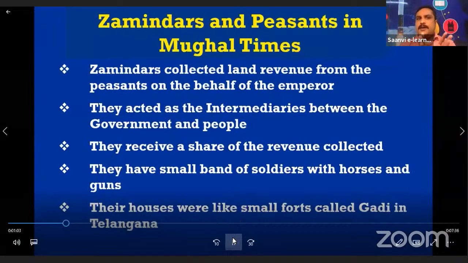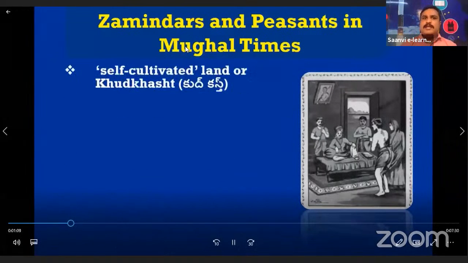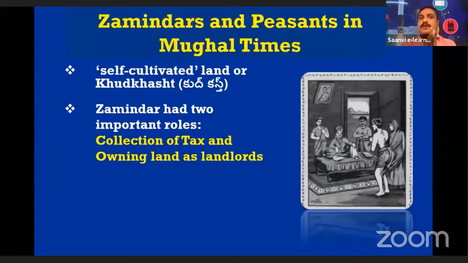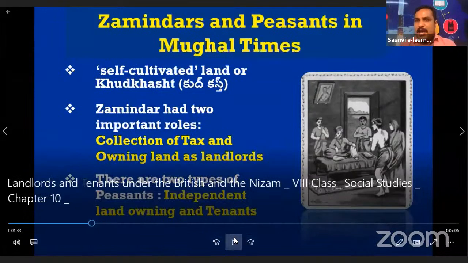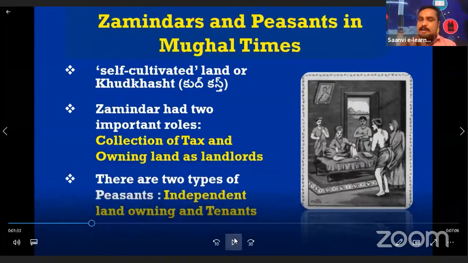What is the role of zamindars at the time of Mughal emperors? That is very important, please note it down. And zamindars and peasants in Mughal times. Some more topics here: self-cultivated land, or khudkasht. What is that? Some of the land occupied by landlords. Zamindars also had their own land, and they appointed some people to work in that land and collected revenue from that. Generally, we call that khudkasht.